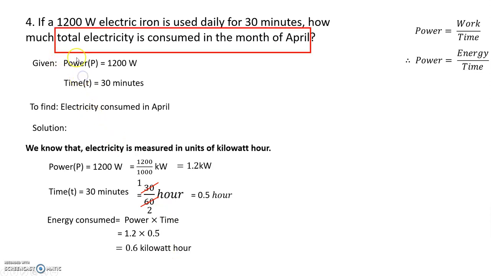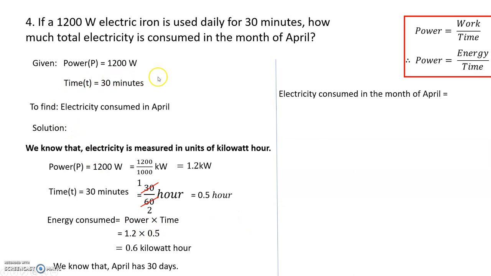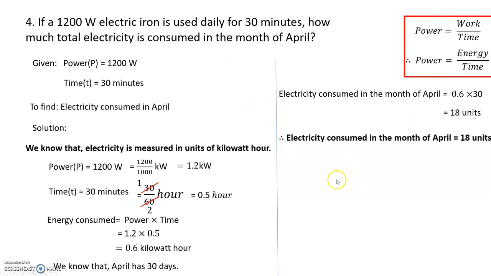Now, what's the question? Electricity consumed in the month of April. So, in the month of April means April has how many days? You know, 30 days. April has 30 days. So, that means this 0.6 kilowatt hour is the energy consumed in 1 day. So, 30 days means you have to multiply it by 30. So, let's do it. That means total electricity consumed in the month of April will be 0.6 into 30, and when you multiply it, you will get it as 18 units. That means the total electricity consumed in the month of April is 18 units.